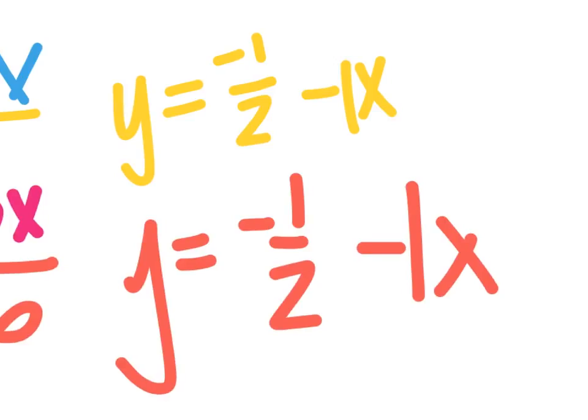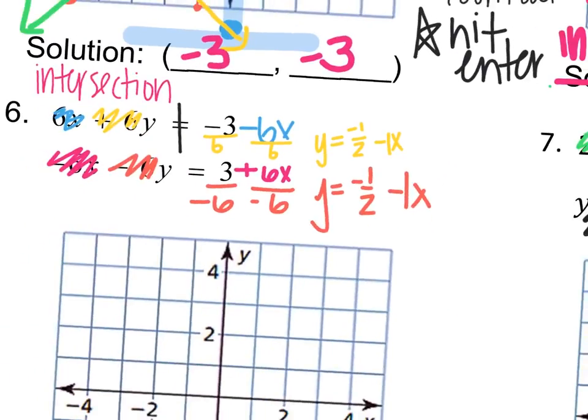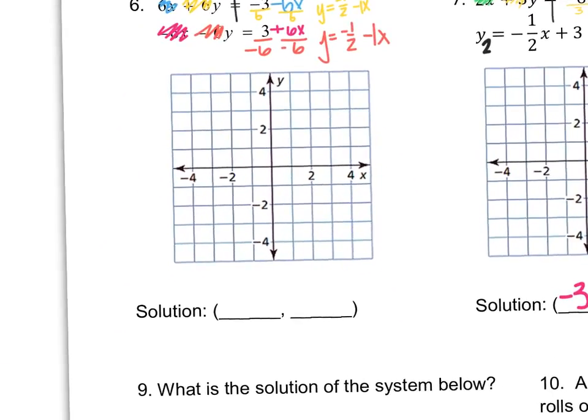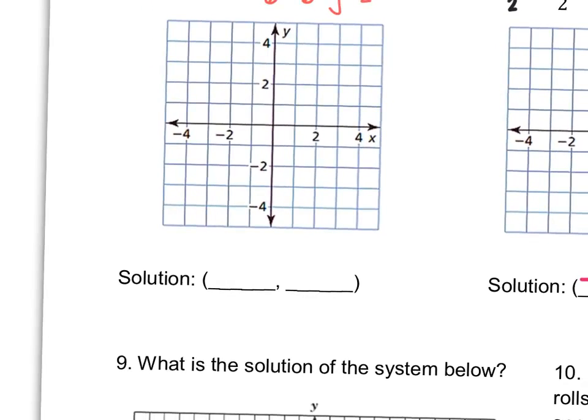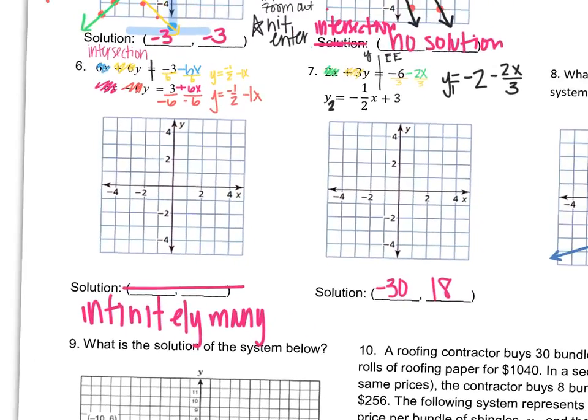So I want you to look carefully at those two equations, and what you should notice is that they are exactly the same equation. They both say negative 1/2 and then minus 1x. So since they're the same equation, their solution is going to be infinitely many solutions, because that means that these lines are going to intersect everywhere. So I'm going to mark that out and put infinitely many solutions. Or you can just write the phrase infinitely many, but that means that they're going to intersect everywhere.